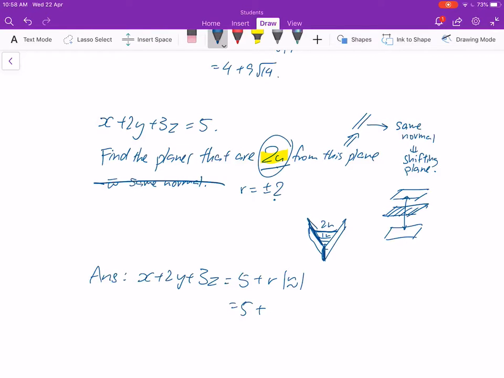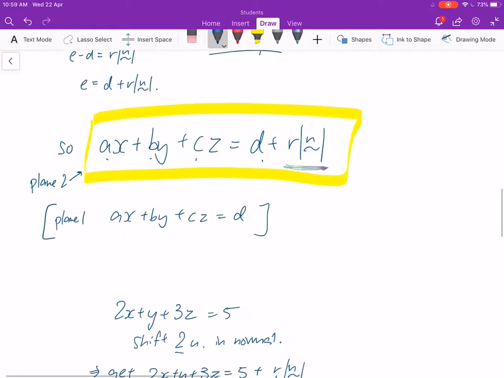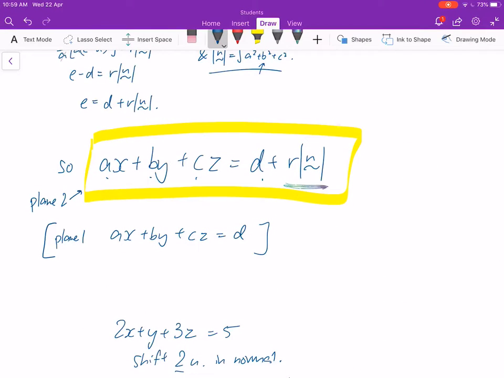Plus, okay, I'll use the positive version first. This one is square root 14 minus like this, okay? So let me write it out properly. This is your answer. Okay, all from this formula, and I have proven and derived this formula, so you can use it freely.